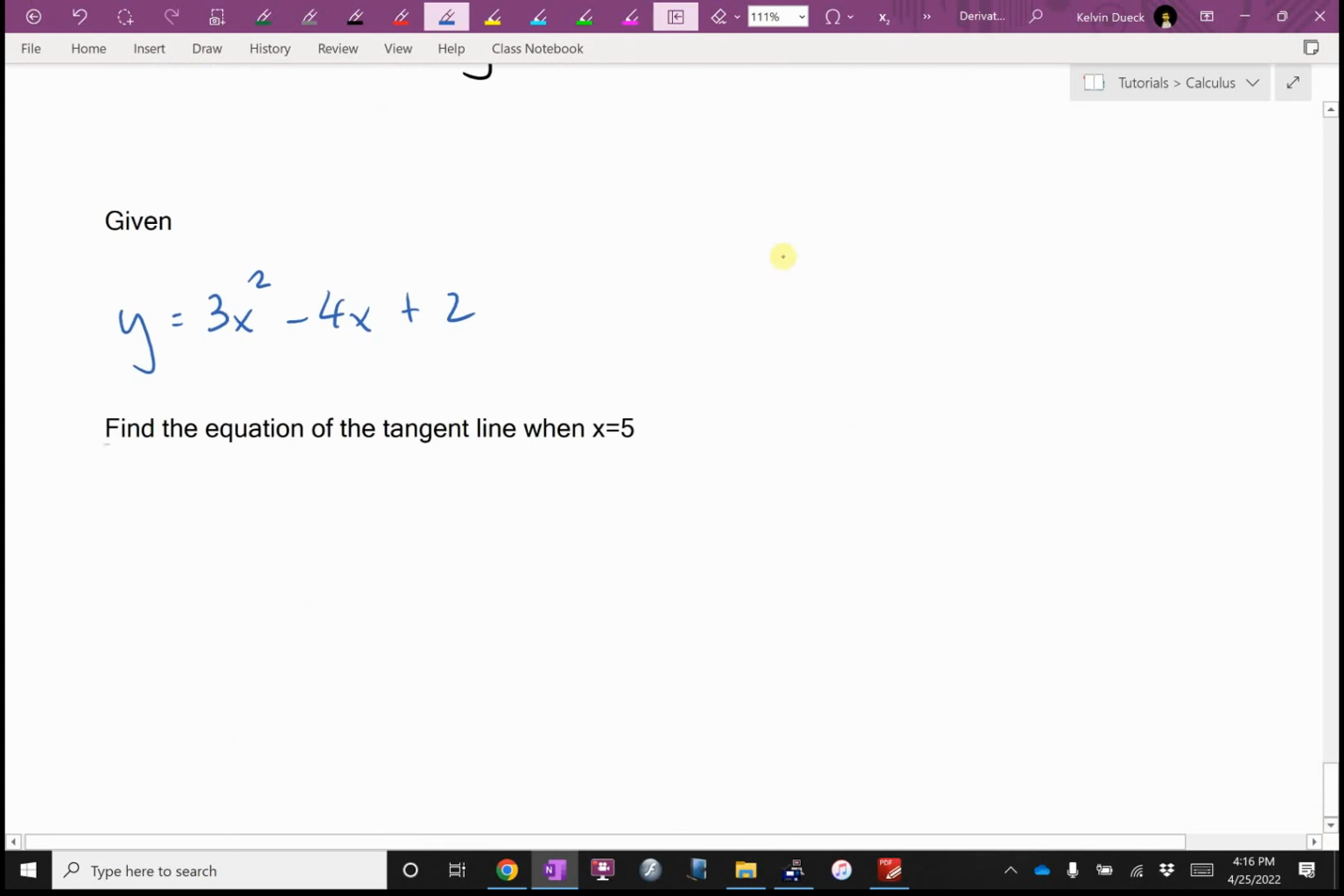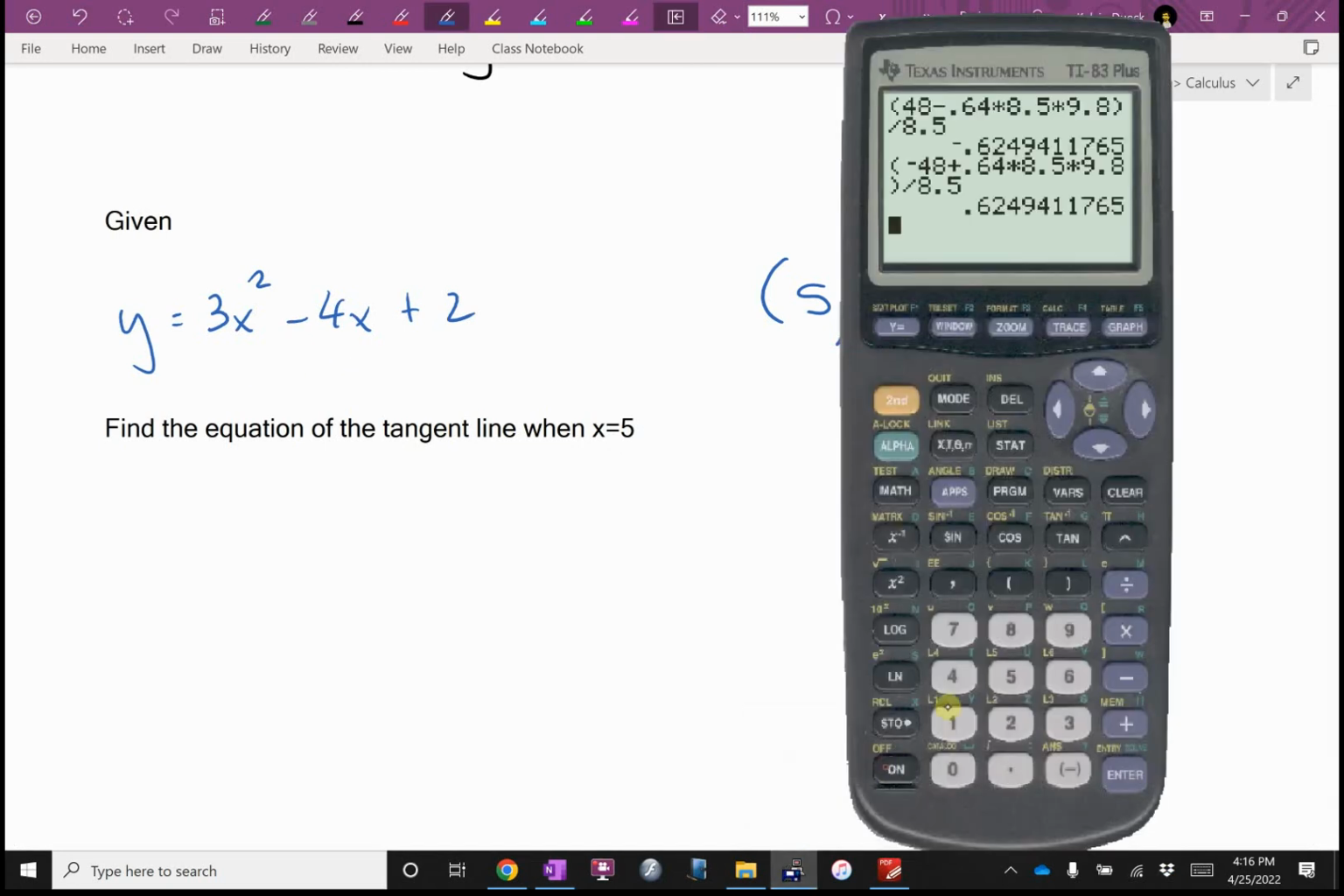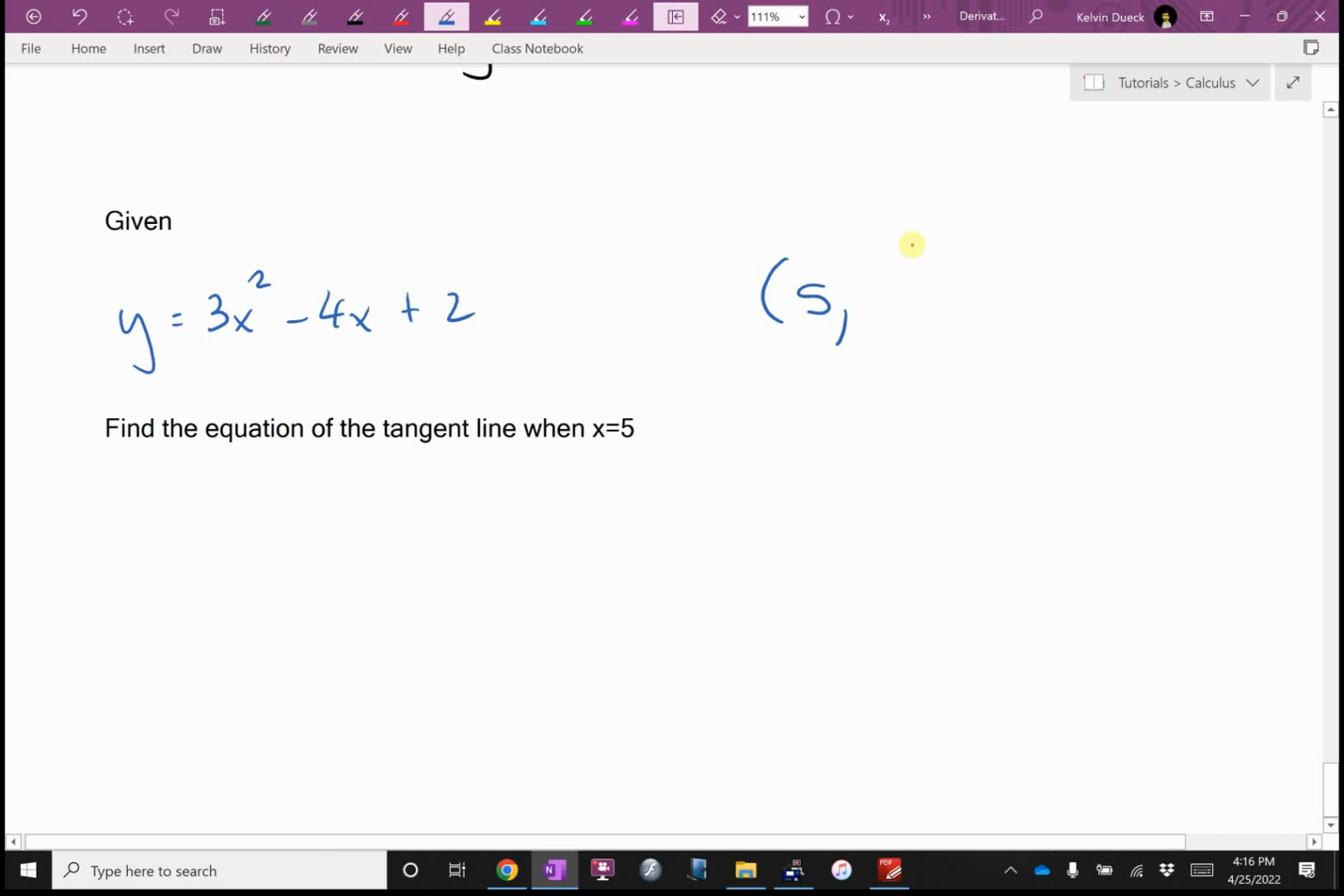First thing I want to do is find out what point it is. It's 5 comma what? Put a 5 in there. 5 squared is? Times 3 minus 20. So let's do it on a calculator. We would go, okay, 3 times 5 squared minus 4 times 5 plus 2. 57. Kind of yucky, but okay. There's our point. All right.